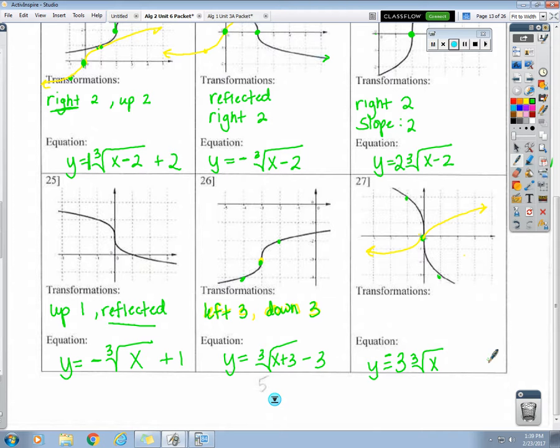Did anybody get that one right? Okay, turn to the next page.